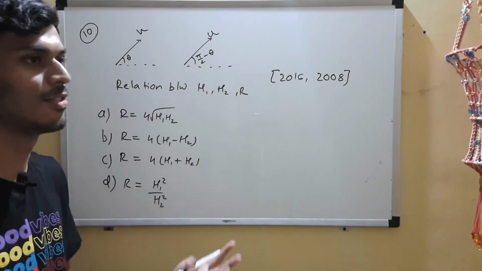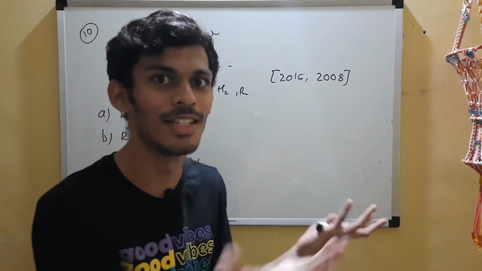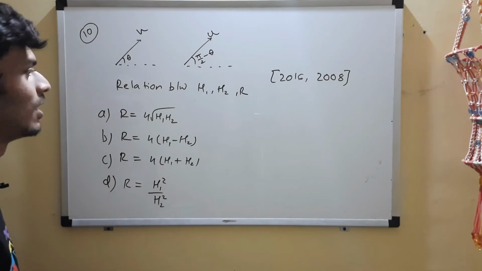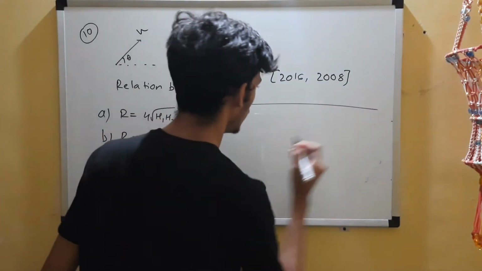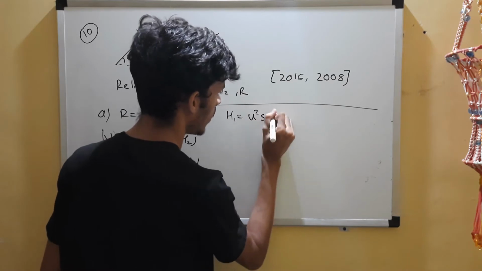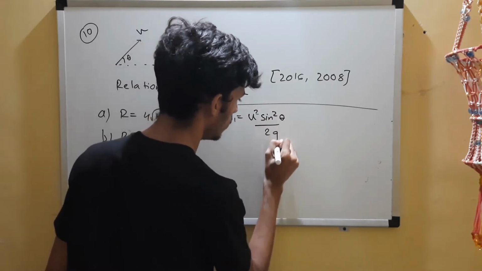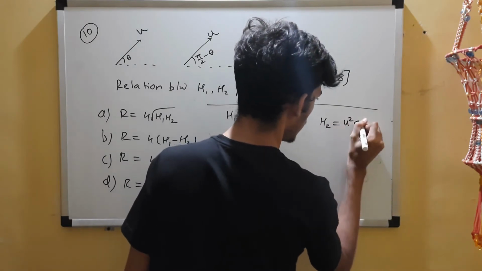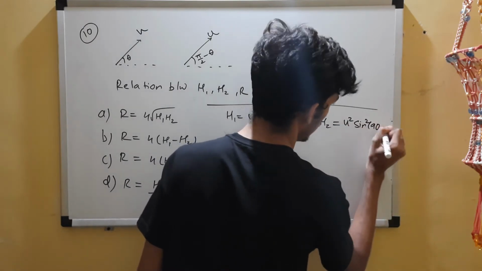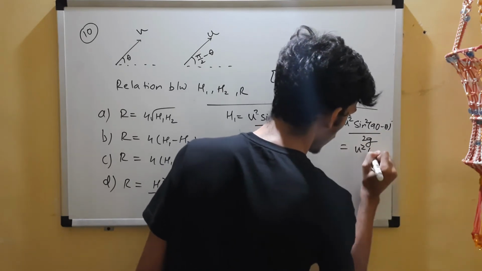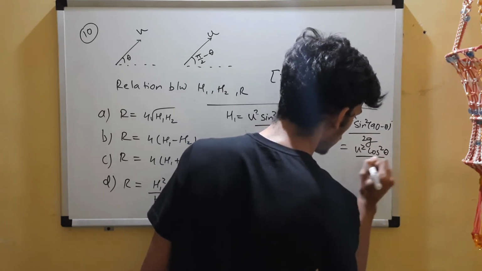Now the question itself is prompting that both of them have the same range, R. H1, H2, R. Okay, so let's do it. Quite a simple job. Let's find H1 first. Just apply the formula, right? u square sine square theta by 2g. H2 will be u square sine square 90 minus theta by 2g, so that will give us u square cos square theta by 2g.